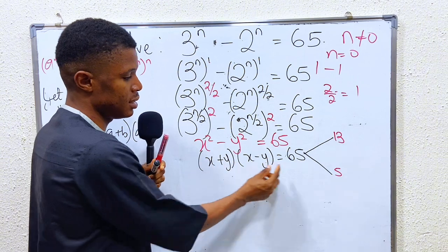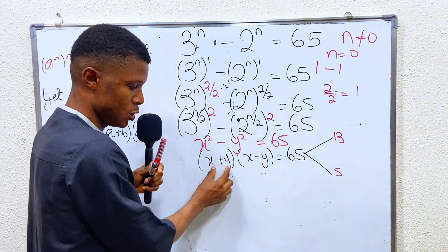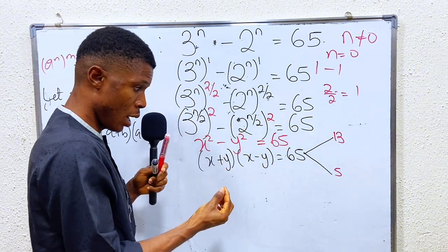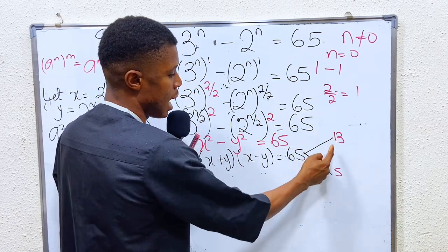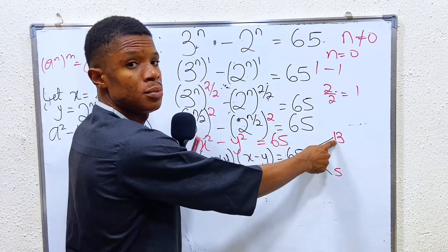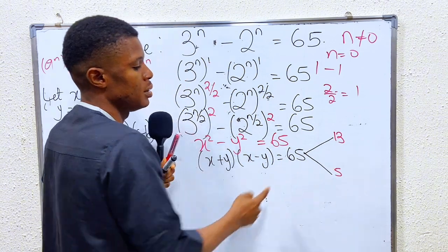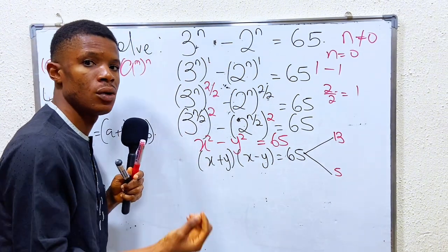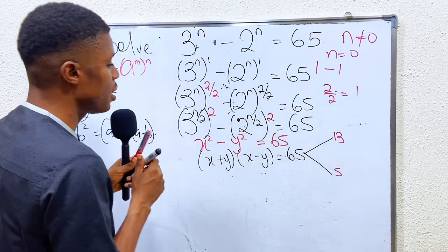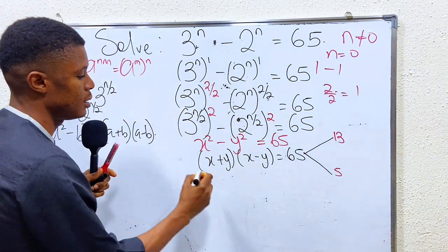Since this is not a negative number, the sum is supposed to be greater. Okay? So we can see that 13 and 5 being the factors, the sum should be 13 and the difference should be 5, showing you that x is always greater than what? Y. Okay?